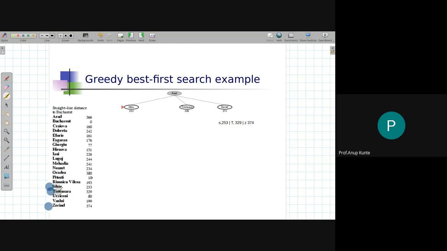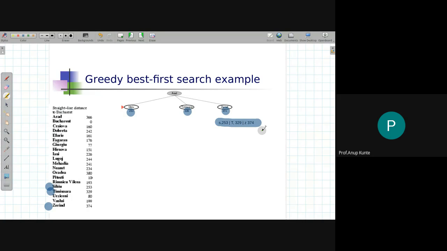T has a cost 329 and Z 374. By the way, these are not costs; these are straight line distances between these cities and Bucharest. So a straight line distance between Sibiu and Bucharest is 253, written over here, 329 written over here, and 374 written over here. In the actual data structure, we'll have 253, 329, 374 organized in increasing order of straight line distances.